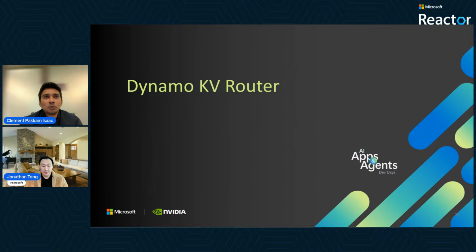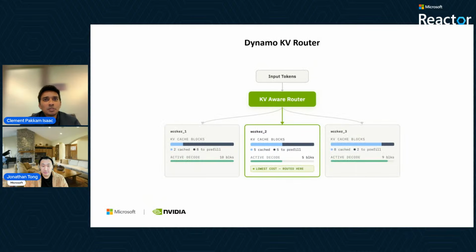Thanks, Jonathan, for the great demo. And yeah, so we'll talk about the next component of Dynamo, which is the KV router. So let's take a look at what we have under the hood of the KV router. Next slide, John. Once you have multiple worker nodes across your GPU fleet, a simple round robin or load-based routing is what we call routing blind. So it might not give you the optimal results.